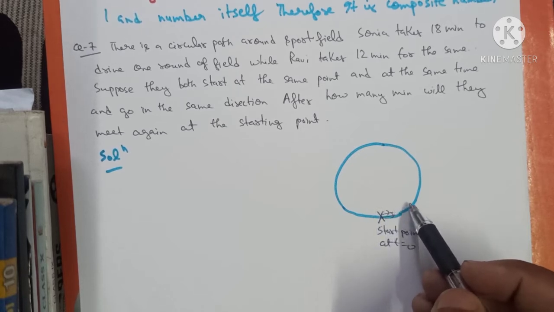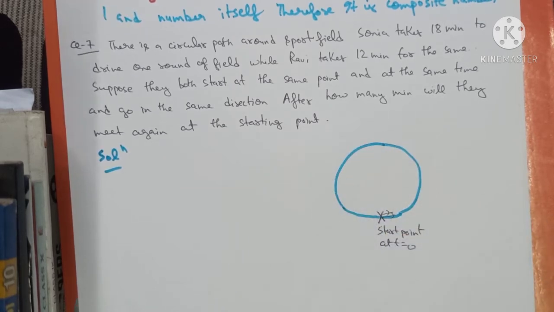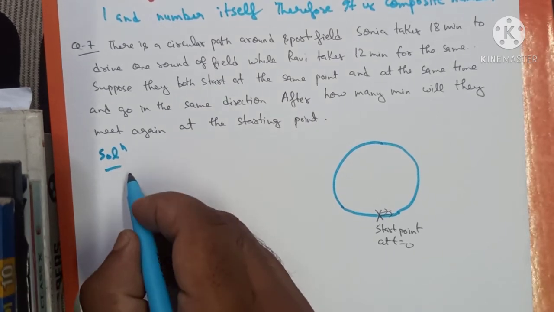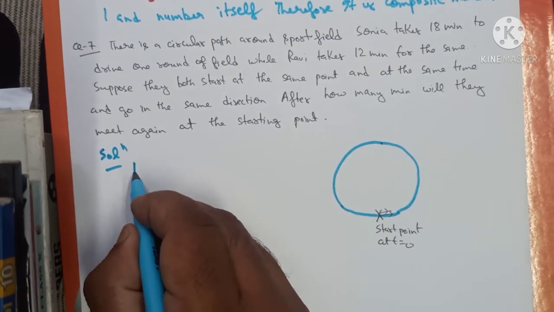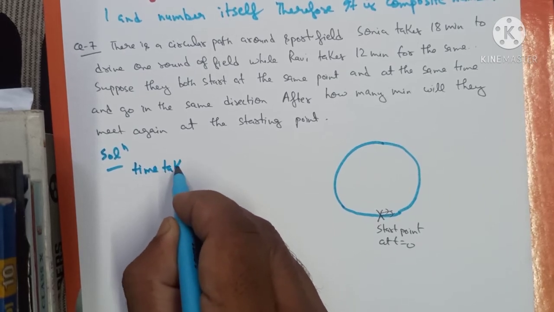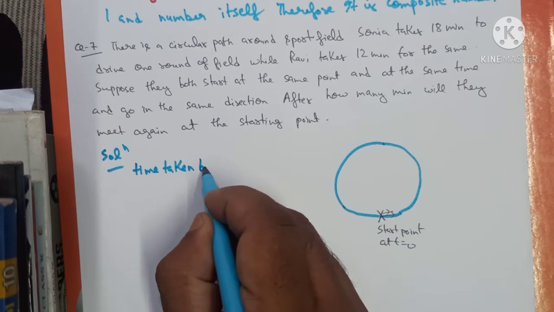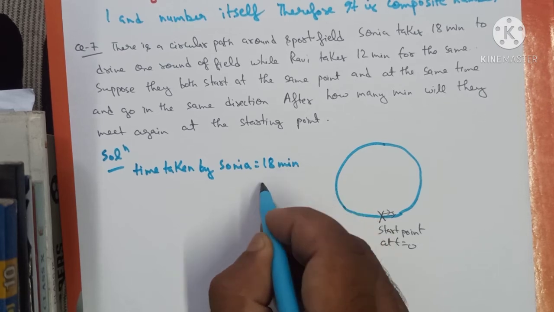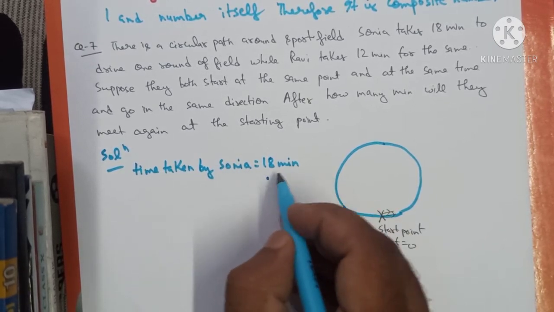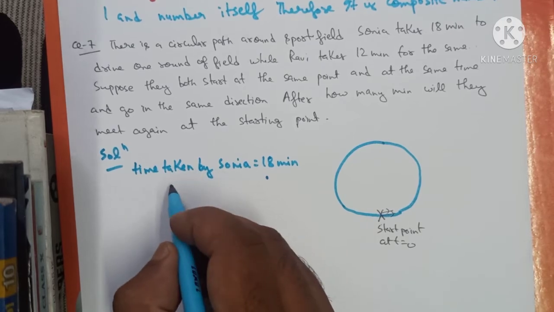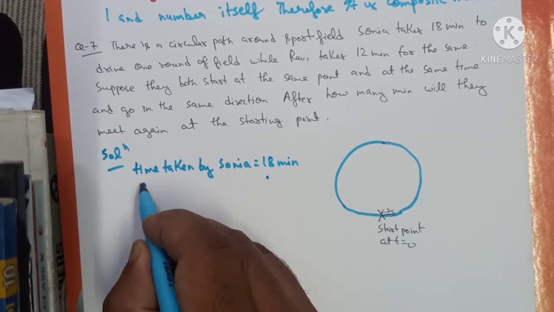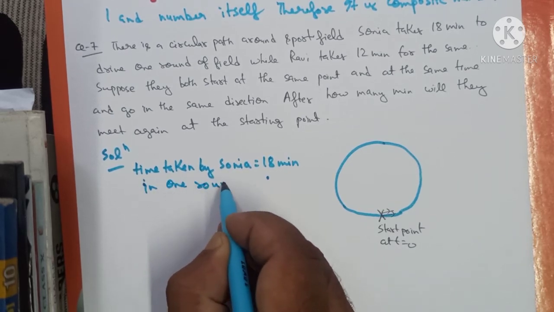And after how many minutes will they meet again at the starting point? They are asking after how many minutes they are meeting again at the starting point. So the time taken by Sonia is given as 18 minutes per round. Time taken by Sonia in one round is given as 18 minutes.